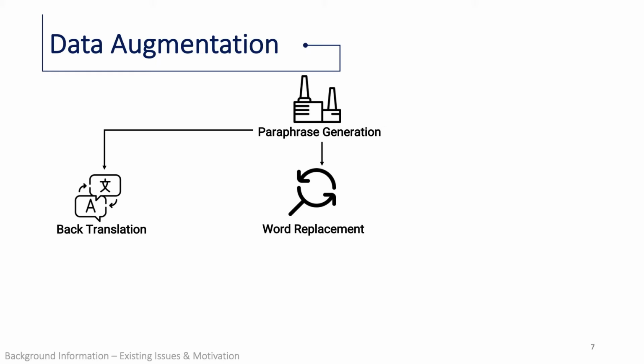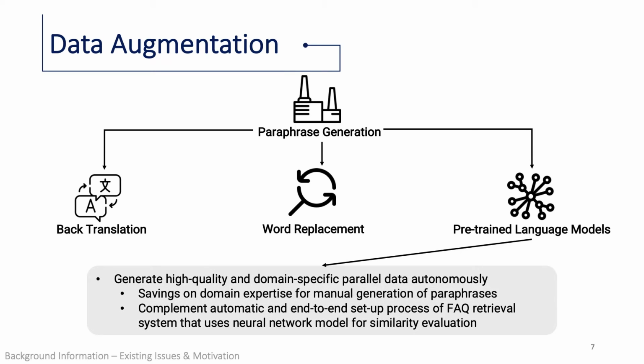Therefore, in this project, we hope to tackle the task of data augmentation by using pre-trained language models so that we can generate high-quality and domain-specific paraphrases autonomously. Effective augmentation of the FAQ datasets translates to savings on the cost of domain expertise to manually generate paraphrases and complements the end-to-end setup process of the FAQ retrieval system that uses a neural network model to perform similarity evaluation.